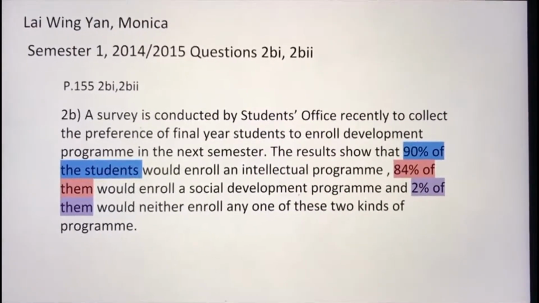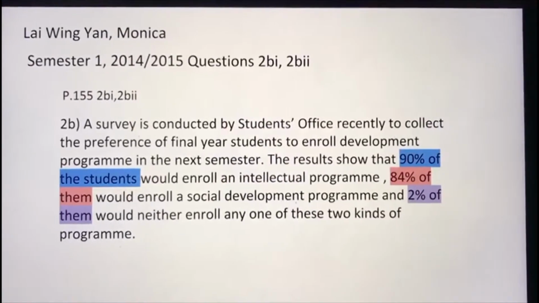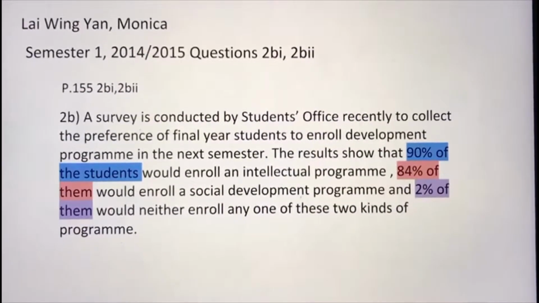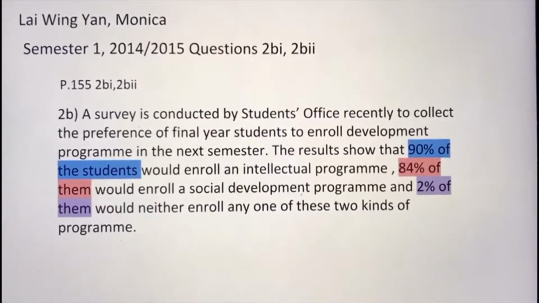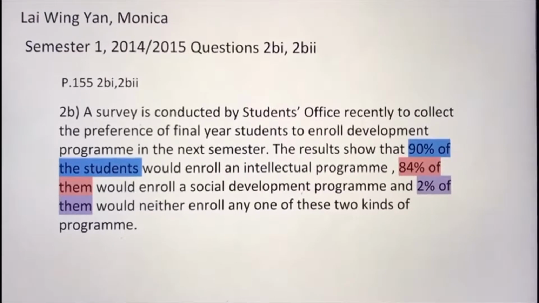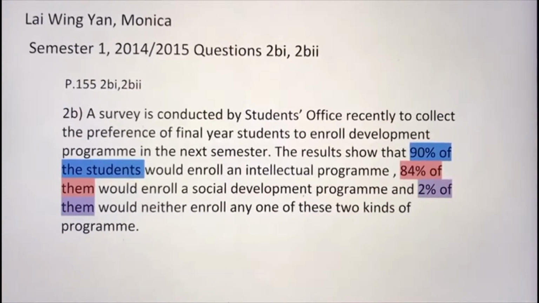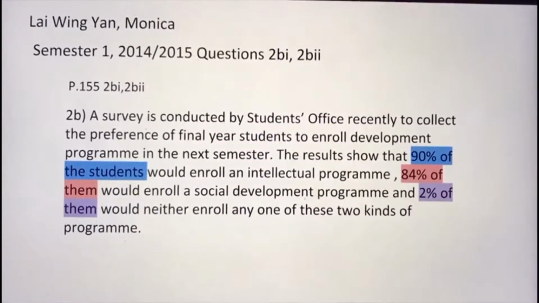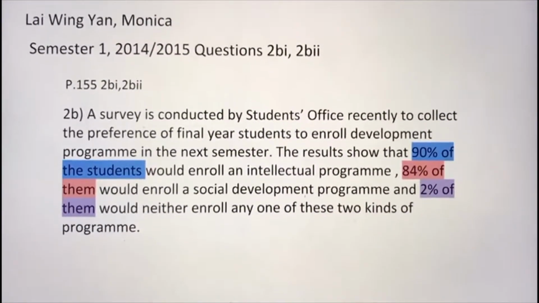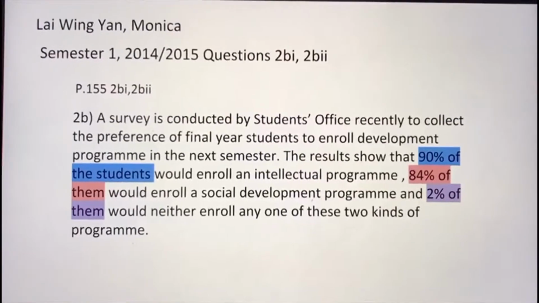Today I would solve the question 2B1 and 2B2 in the semester 1 2014 to 2015 examination paper. A survey is conducted by the students' office recently to collect the preference of final year students to enroll in a development program in the next semester. The results show that 90% of the students would enroll in an international program, 84% of them would enroll in a social development program, and 2% of them would neither enroll in any one of these two kinds of program. First of all, we should highlight the important information that is provided in the question.